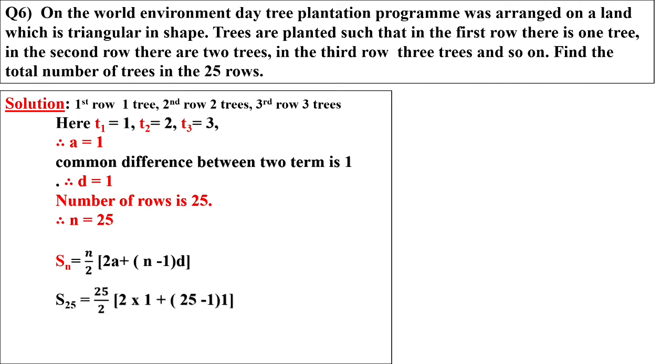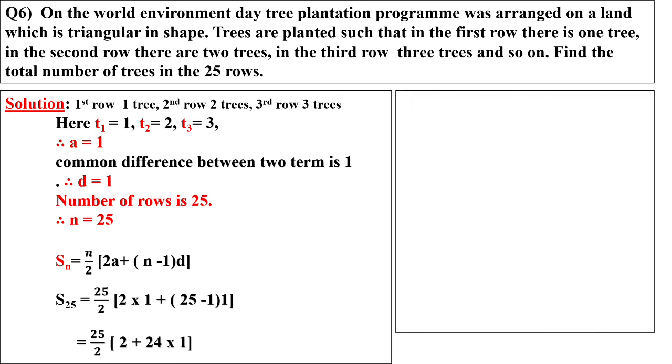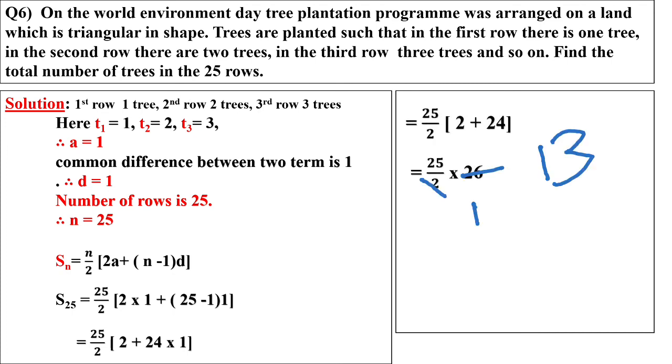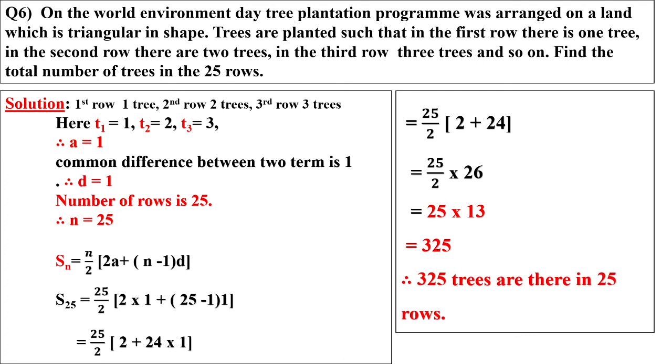Substitute the values of N, A and D. 2 times 1 is 2, 25 minus 1 we get 24. Solve the bracket. 24 times 1 is 24, plus 2 becomes 26. We cut by 2: 2 ones are 2, 2 thirteens are 26. So 25 into 13 we get 325. So here we can say 325 trees are there in 25 rows.